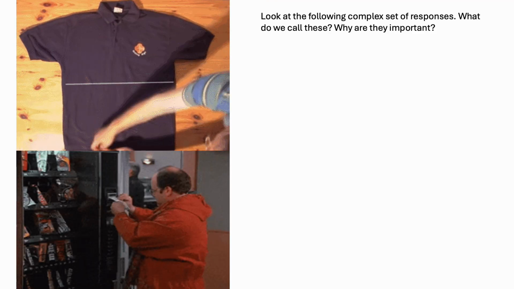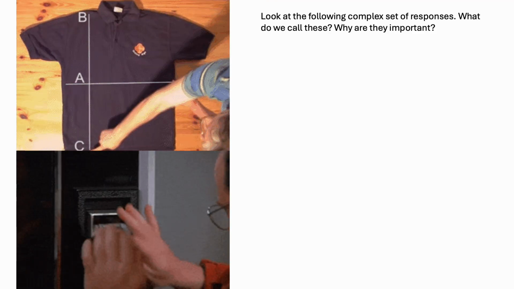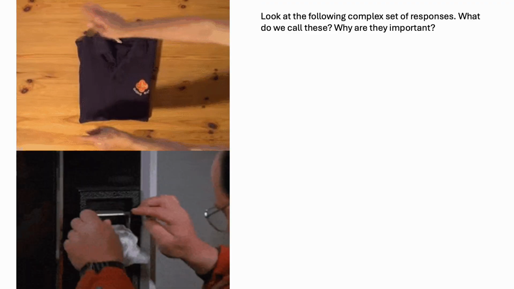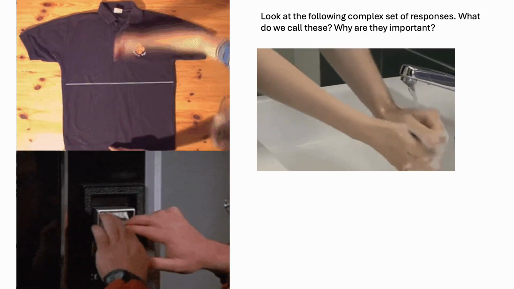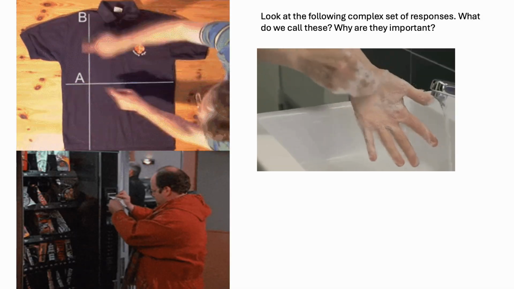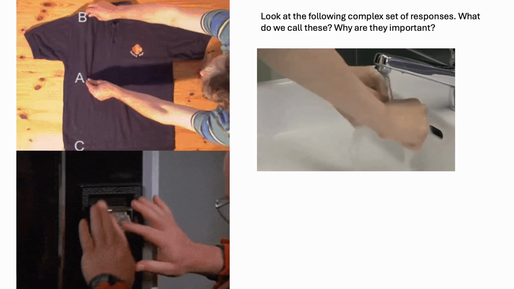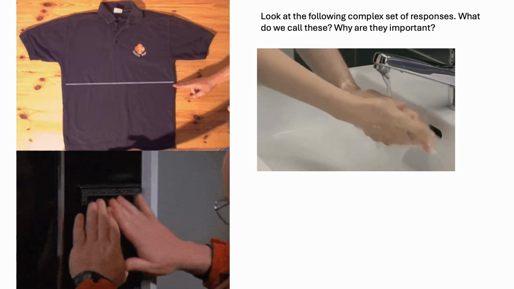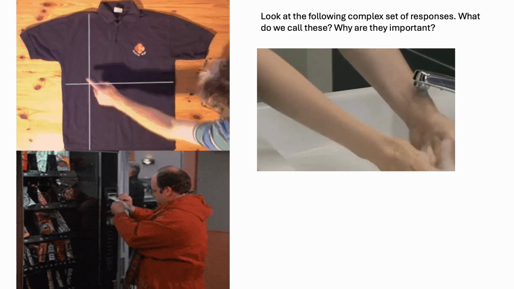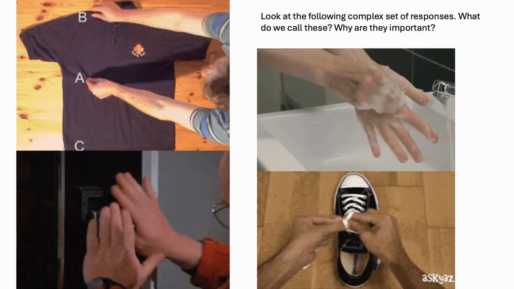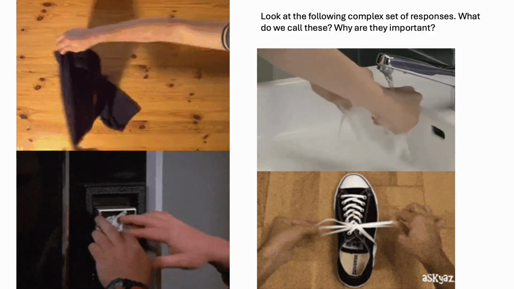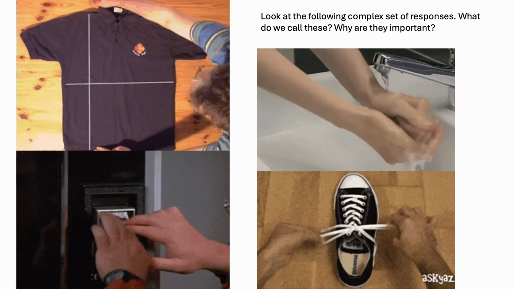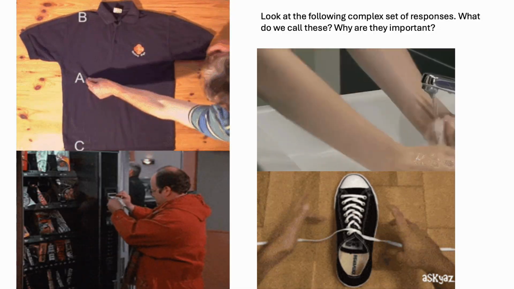Then here we have a man trying to put money inside the vending machine in order to get an item out of the vending machine. Next, we have someone washing their hands in a very specific manner, as we typically see surgeons, doctors, nurses, etc. wash their hands. And in this last clip, you will see someone tying a shoe, again in a very specific manner. So these are all complex chains of behavior, okay?